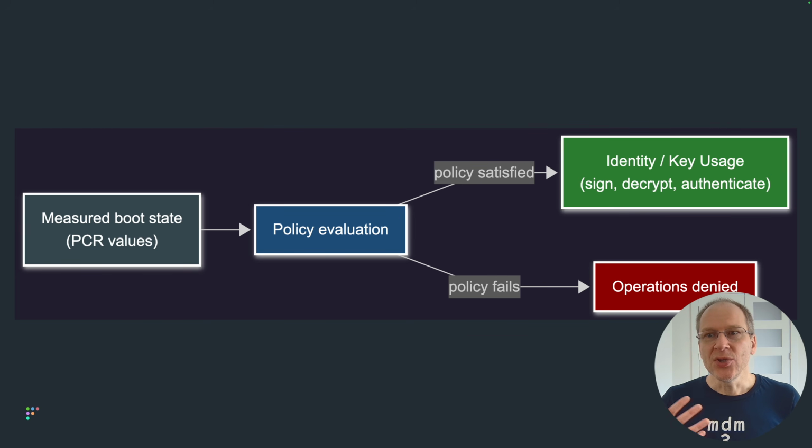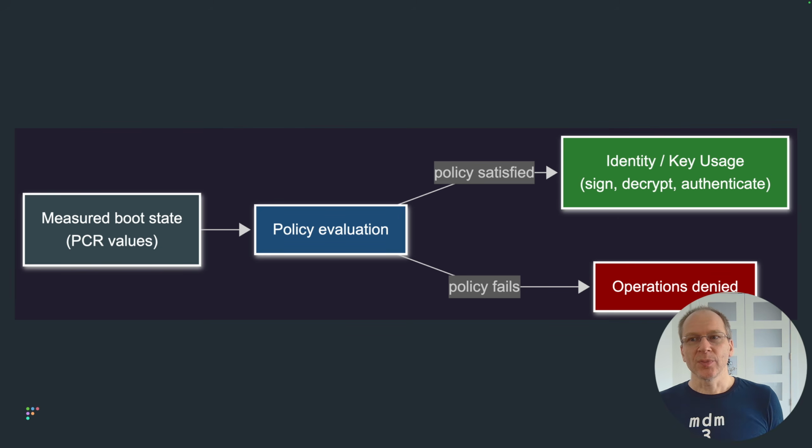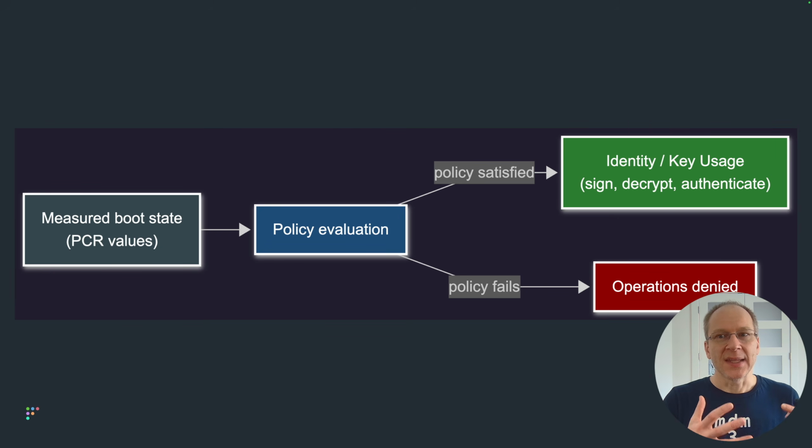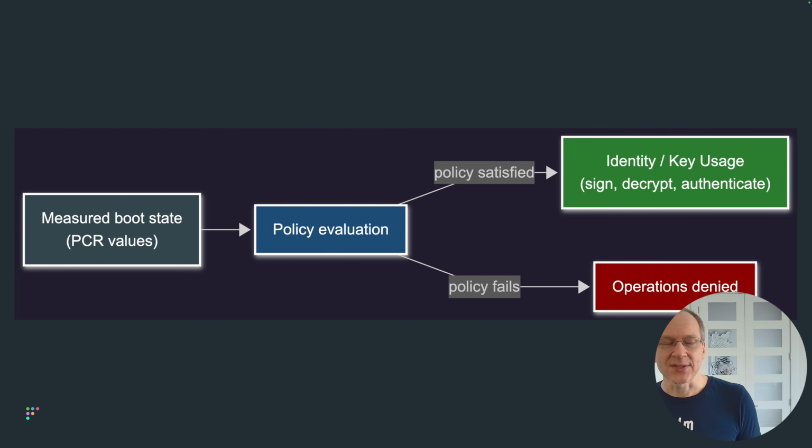And that policy becomes the gate. So now key usage isn't controlled by a flag that says secure boot enabled. It's controlled by whether the system's measured state satisfies the policy you defined. The TPM isn't asking, did secure boot run? It's answering a stronger question. Is this system in a state where identity is allowed to be exercised at all?